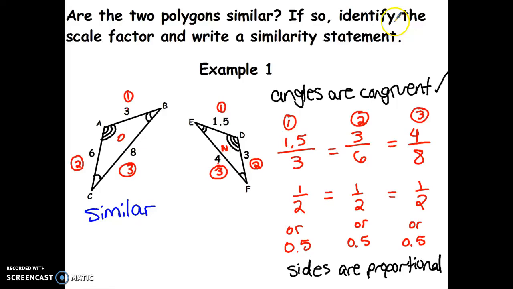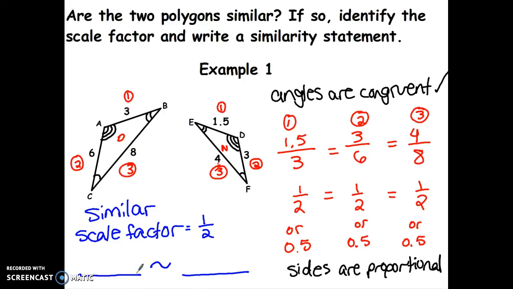And we also have to identify the scale factor. The scale factor is that common number that you came up with. You can either write 1/2 or 0.5. I'm just going to write 1/2. And then lastly, we need to write a similarity statement. Just like a congruent statement, we're going to have our symbol in the middle, and we're going to have each triangle on either side, or each figure on either side.